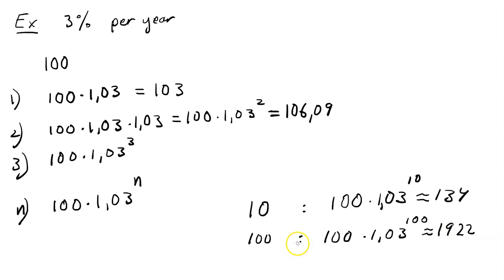Okay, so these are exponential functions. This is an exponential function since it's of the form c times a to the power x, where here 1.03 is the number a, and this is the variable. So this is an example of an exponential function.